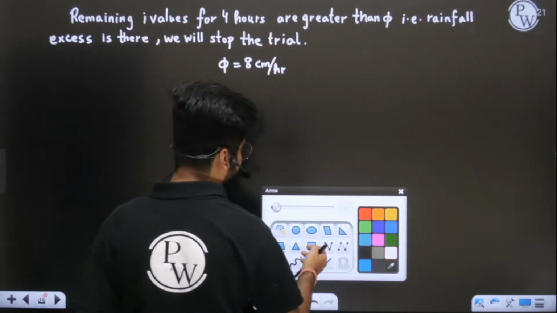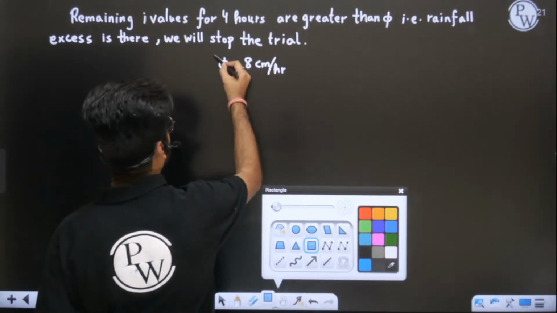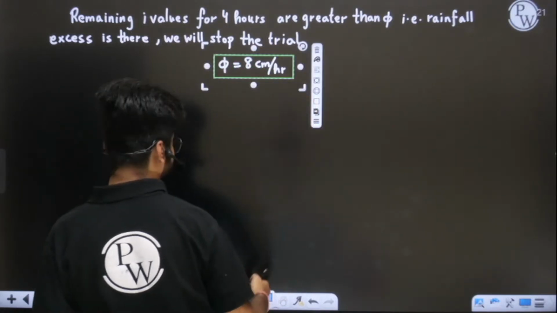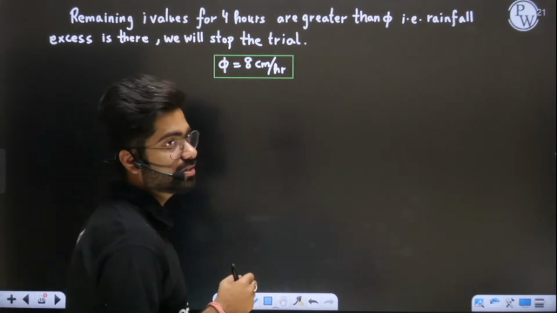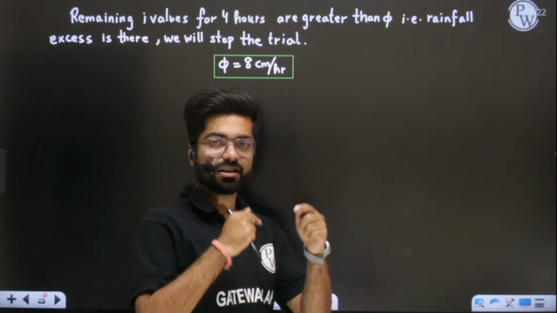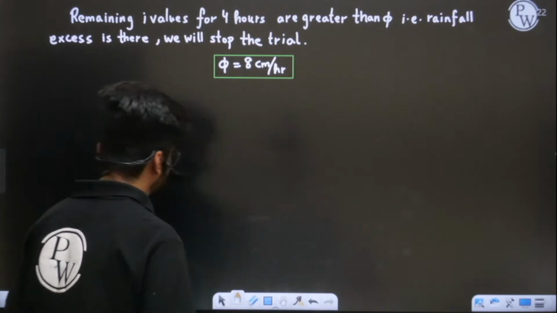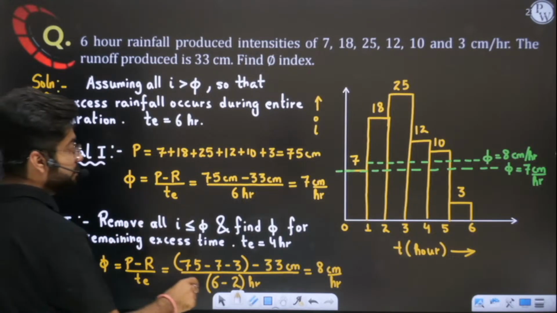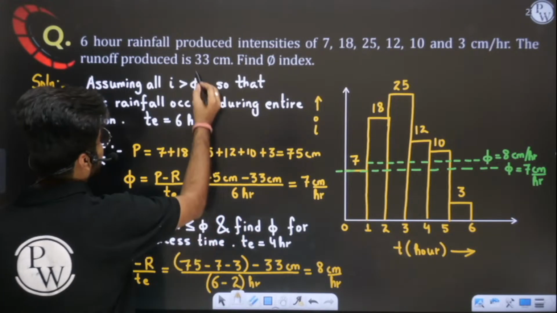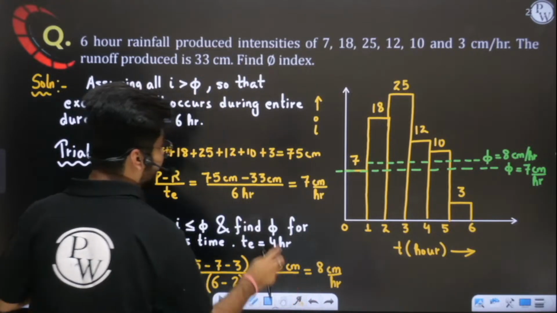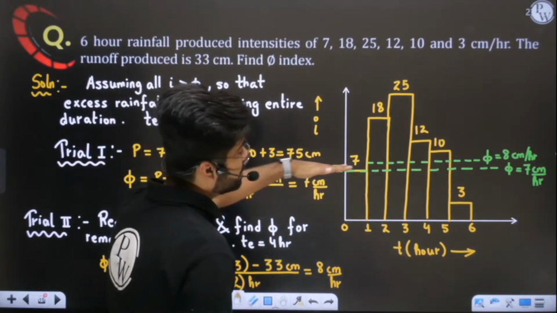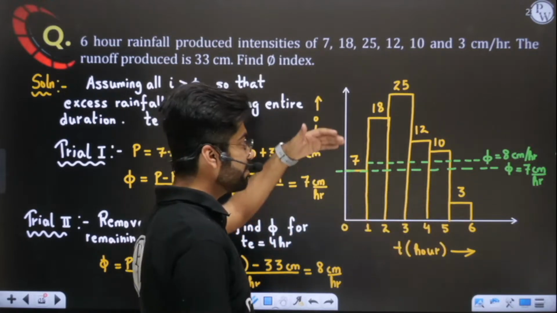Now the question arises: why are you taking so many trials to finalize the value? This is the ultimate part. We are taking so many trials to finalize our phi value so that runoff becomes equal to 33. In this question they are saying runoff is 33 centimeter. You are adjusting this phi value. Firstly, this value is coming as 7, then it is coming as 8.